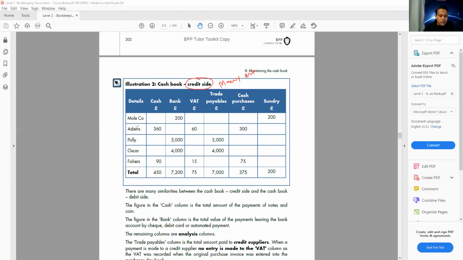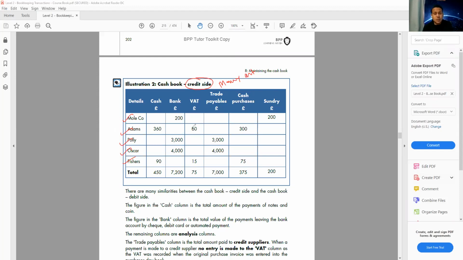Now we can have a look here. Mole and Co, Adams, Polly, Oscar, and Fisher. Who are these people? Are they my customer or my supplier? They are my supplier. Very well done, Tahmina. That's true. Very well done, Evelyn. They are my supplier. Yes. Because I'm paying my supplier, I never pay my customer.